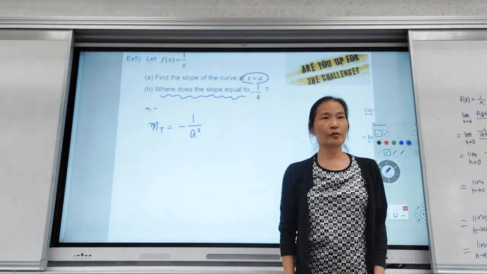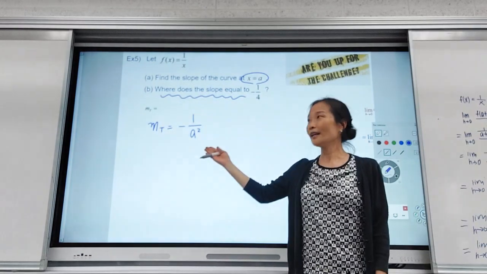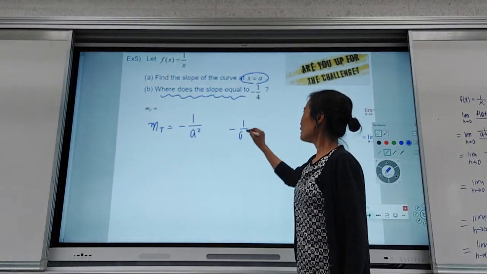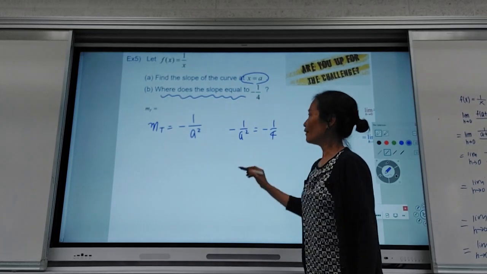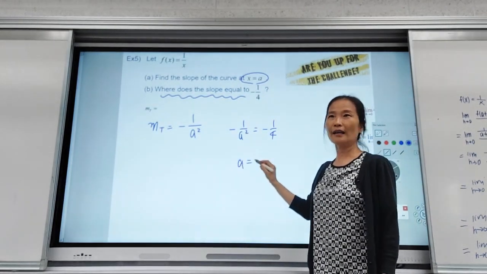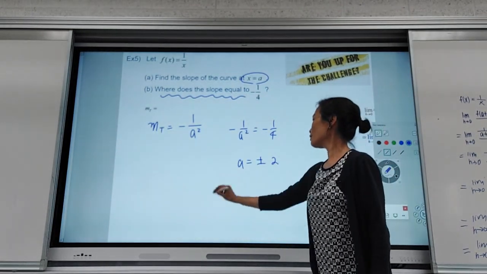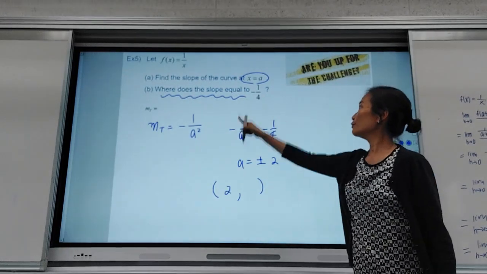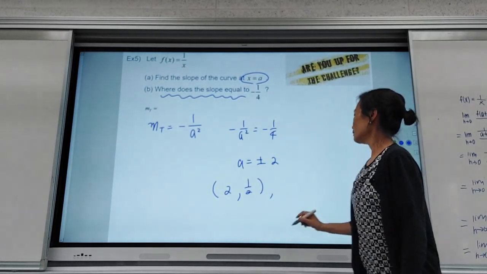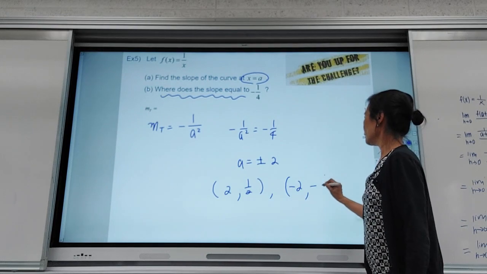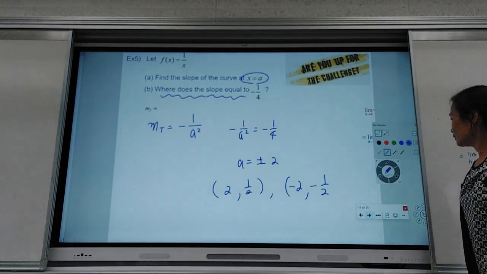Where does the slope equal negative 1/4? Same thing, right? You set this equal to negative 1/4 and solve for a. What is a? Also minus 2. So find the point. 2, negative 2.